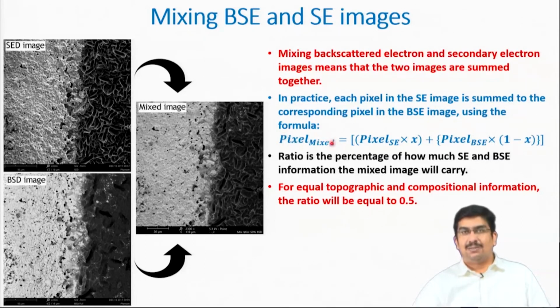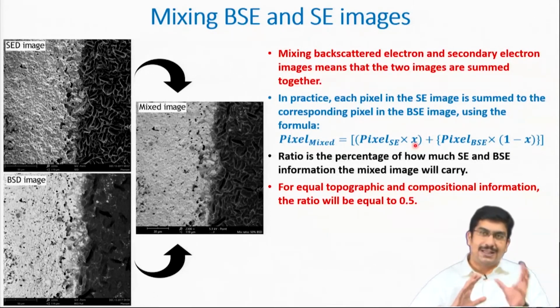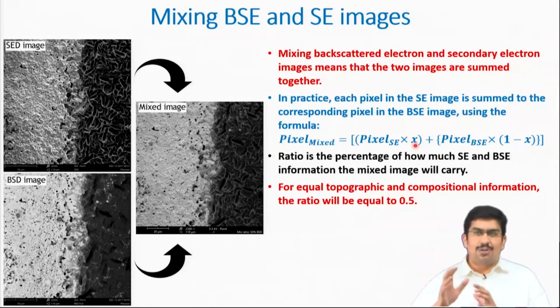The grayscale value of the mixed pixel is basically the pixel of the secondary electron grayscale plus the pixel of the BSE electron, and they are multiplied with a suitable ratio or percentage. This ratio is artificially defined by you, depending on how much mixing you want, or what proportion you want to mix the SE signal with the BSE signal. This is usually a user given input.